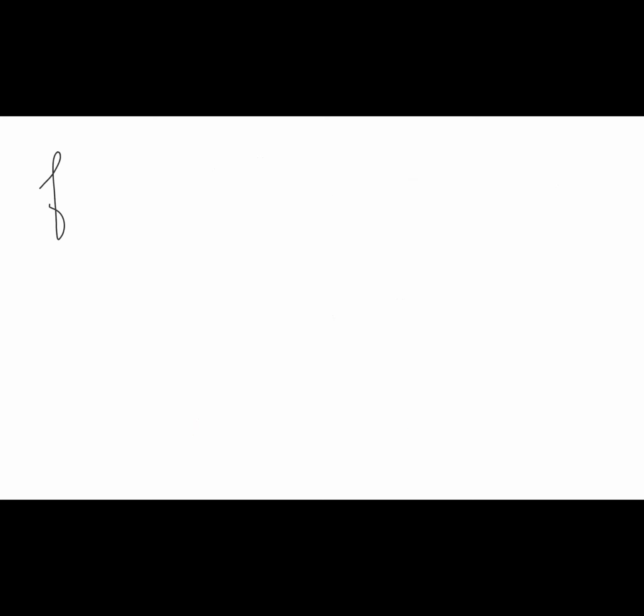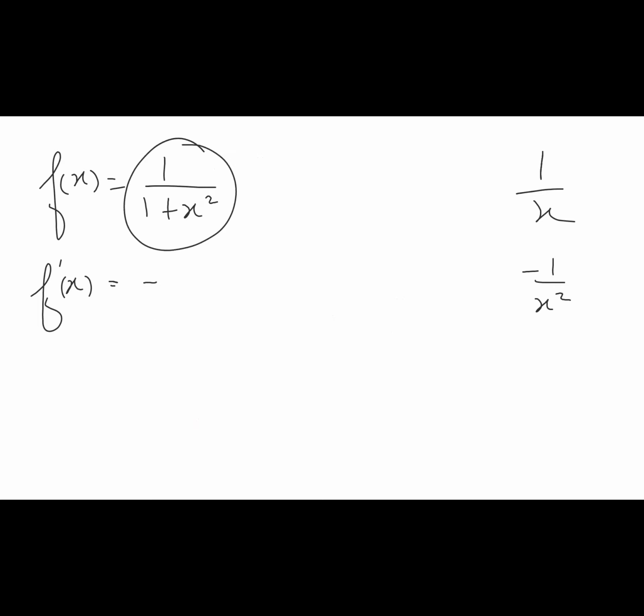So f of x is equal to 1 upon x square. I'll compare this with the 1 upon x formula. So f dash x, by the 1 upon x formula, is minus 1 upon x square. So what is the answer for this? The answer for 1 upon 1 plus x square will be minus 1 upon 1 plus x square the whole square.